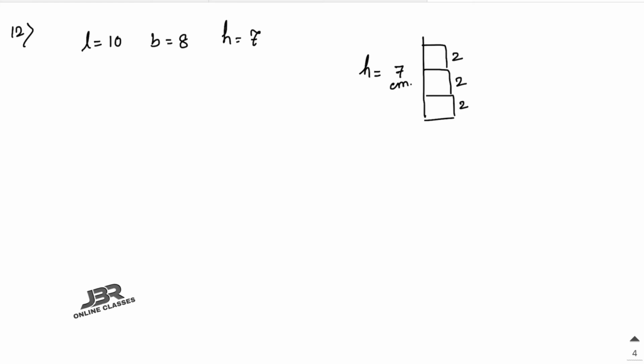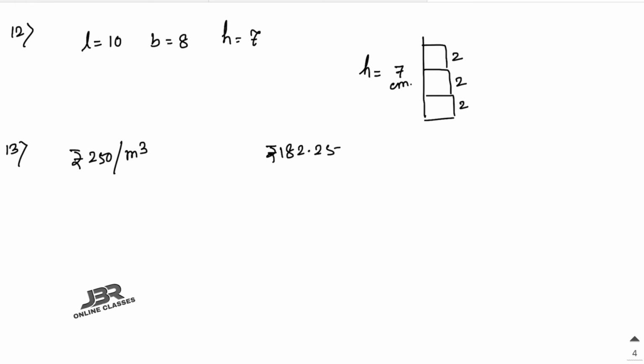Now next, sum number 13. In 13, a certain quantity of wood costs rupees 250 per meter cube. That is the rate, rupees 250 per meter cube. A solid cubical block of such wood is bought for rupees 182.25.